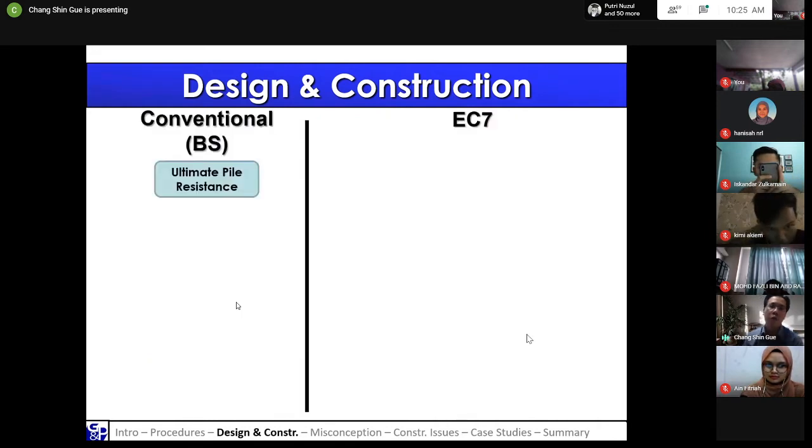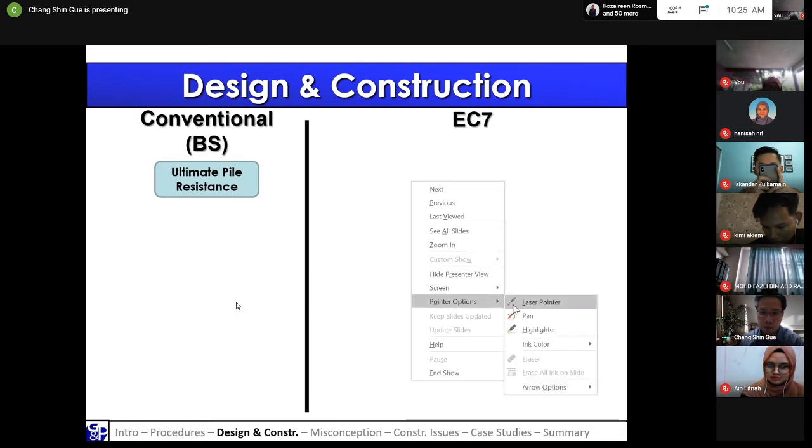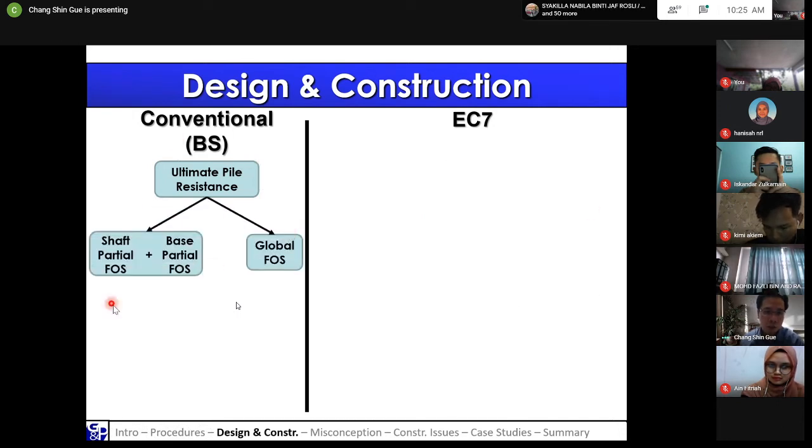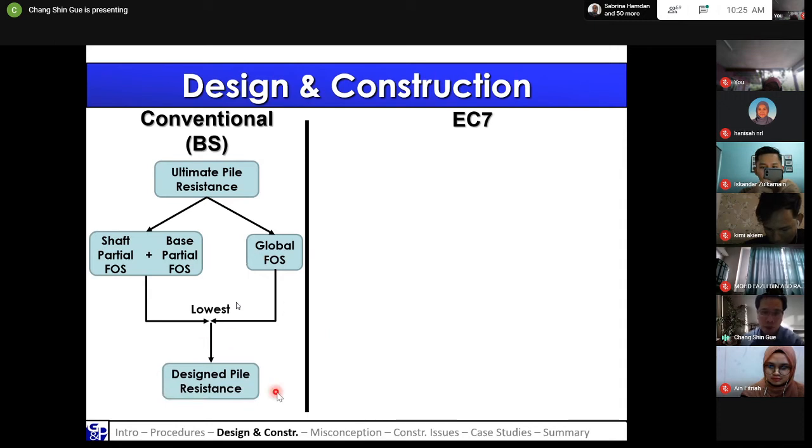Of course, I know that now we've moved on to Eurocode. So just to show you what's the difference, I know that in UPM you've been learning Eurocode, but in practice, some of us are still following the conventional BS. So it's probably good for you to understand the difference between these two. The conventional, as I mentioned, will carry out calculations on the partial shaft factor and base, and then another global, and you choose your lowest, and that is your allowable pile resistance or your allowable pile capacity.